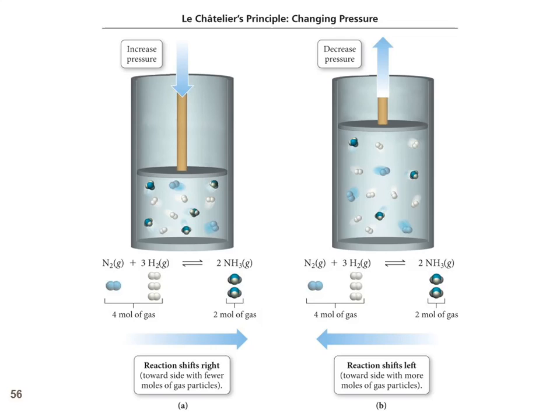So here's the picture version. We push down on this, causing a smaller volume, increased pressure. It will shift to the right where there are fewer moles of gas. If we pull up on this, we increase the volume, decrease the pressure. Now the reaction equilibrium shifts to the left, making more moles of gas to compensate.